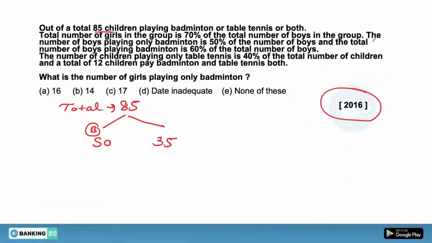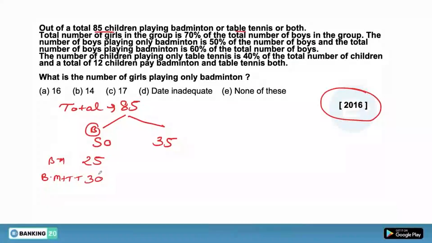We are told the number of boys playing only badminton is 50% of the total number of boys. Now 50% of the total number of boys, which is 50, would be 25. Fine. So these 25 boys are the ones playing only badminton. Now we are told that the total number of boys playing badminton is 60% of the total number of boys. Playing badminton means along with badminton, the students who are playing other sports as well, which is TT as mentioned here. So they are a total of 30 boys here.